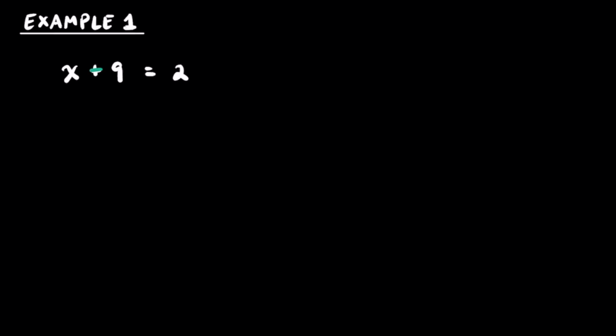To solve for x, we first want to notice that we have an operation of addition here and we're adding 9 on the left side, so to isolate x, we're going to go ahead and subtract 9 from both sides of this equation. By subtracting 9 from both sides of the equation, we're using the subtraction property of equality.